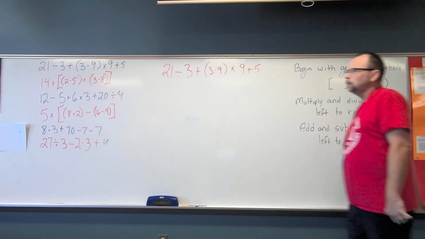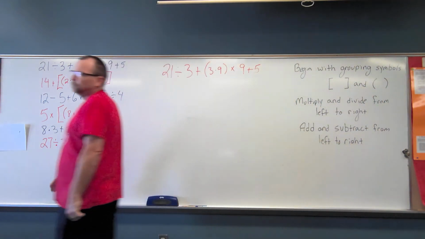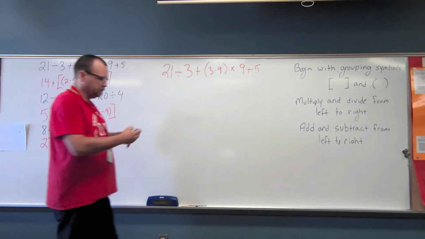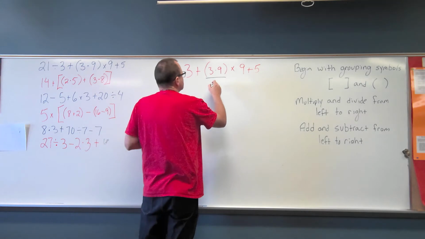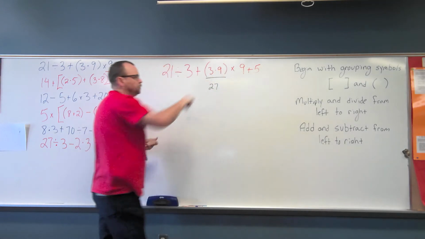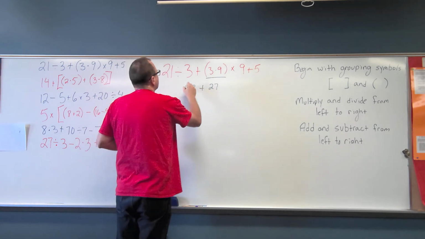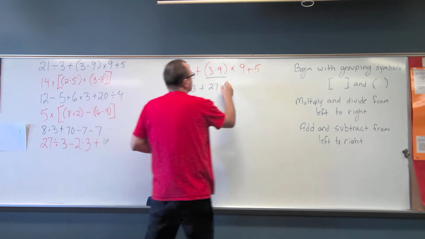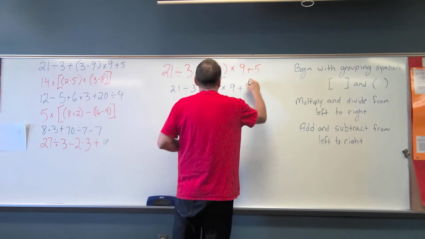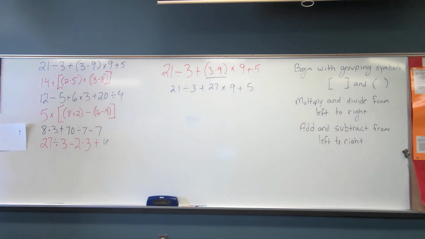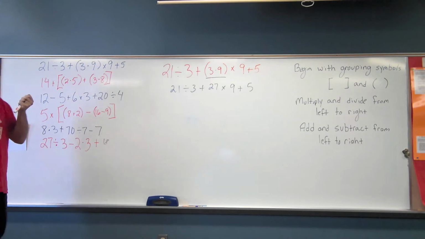Do we have any grouping symbols? Yes. What's in the grouping symbol? 3 times 9, which is everything I've underlined now is gone. So I do whatever I have left. I don't have any more. Do I have any more grouping symbols? No. Do I have any multiplication or division? Yes. So what do I do next?